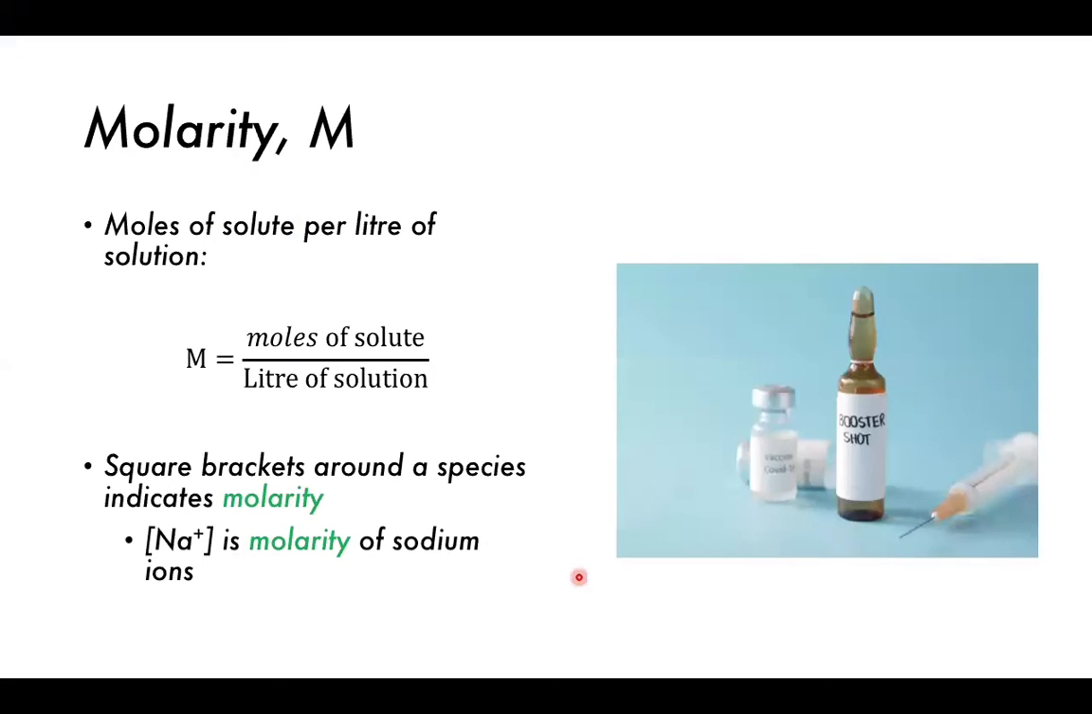So the first one that we'll encounter is going to be molarity, which is big M. So here we have moles of solute per liter of solution. So our calculation is going to be moles of solute over liter of solution. So the number of moles is going to be the mass divided by its formula weight or its molecular mass. The square brackets around a species indicate that we're referring to molarity. So in this case here, we have Na+ in square brackets, so that is going to be referring to the molarity of sodium ions.